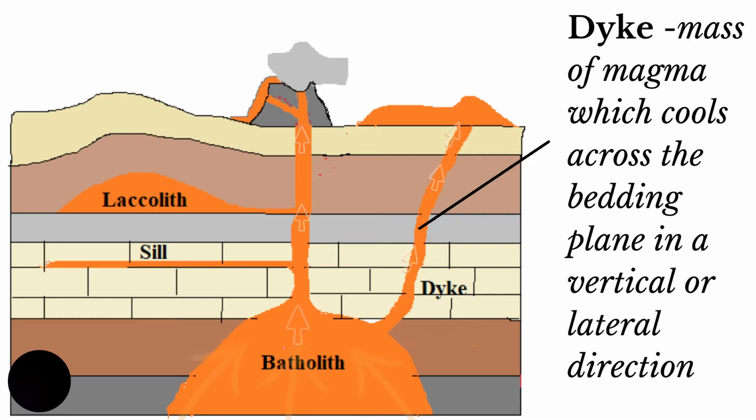A dike is a mass of magma which cools across the bedding plane in a vertical or lateral direction. The dike usually forms where magma flows through a joint or a fault and solidifies.